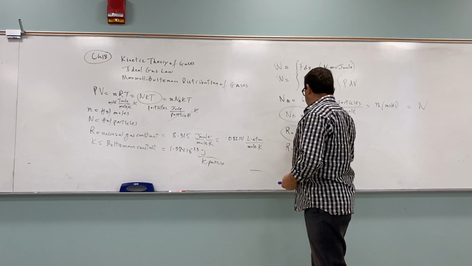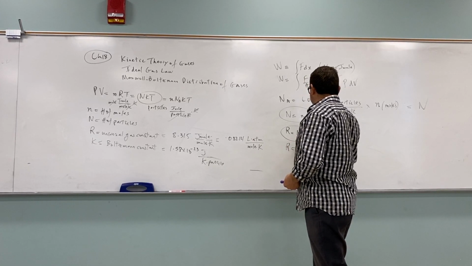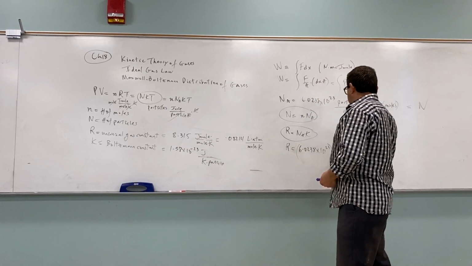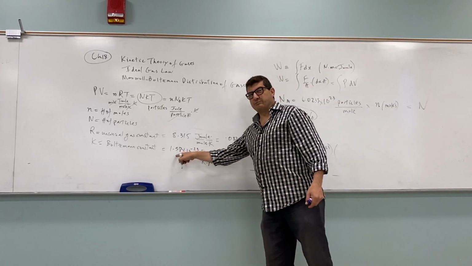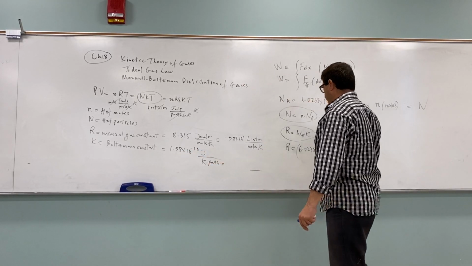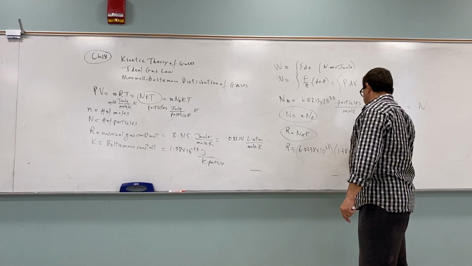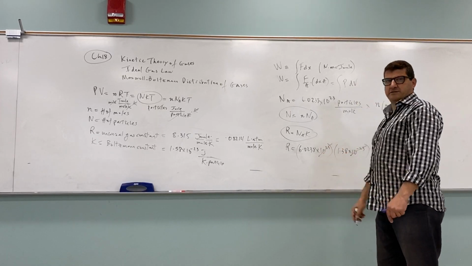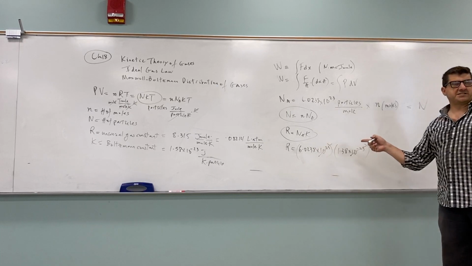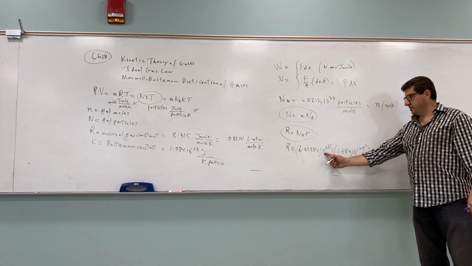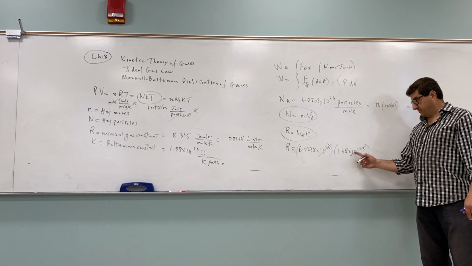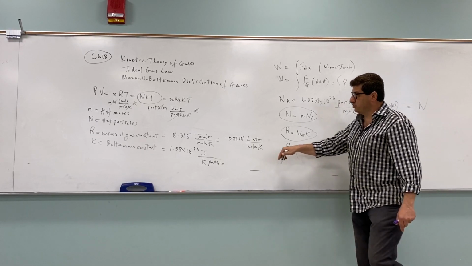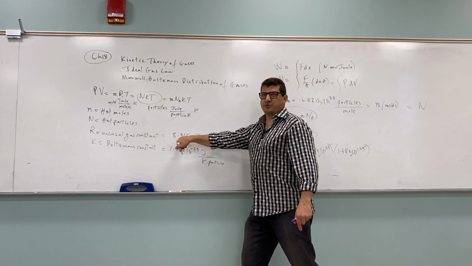So gas constant R, what's Avogadro's constant? 6.0238 times 10 to the 23. Boltzmann's constant is what? 1.38 times 10 to the minus 23. What should happen? Avogadro's number is 10 to the 23, Boltzmann's constant is 1.38 times 10 to the minus 23. The powers of ten cancel. 1.38 times 6.02 should be what? 8.315.